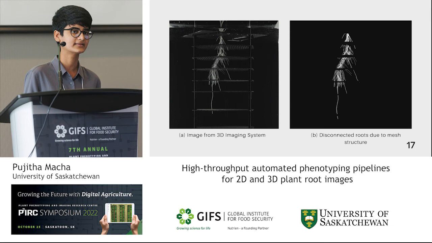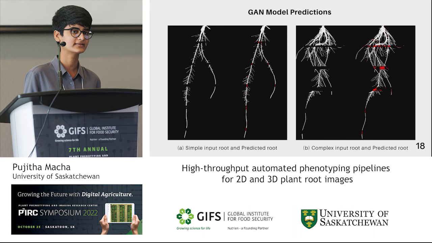Generative adversarial networks are generally used to generate images. As for the model prediction, image A is for a simple plant root image. The red pixels are the pixels predicted by the generative adversarial network. For a simple plant root image, it has an accuracy of about 95%, but for a complex root system like image B here, it has an accuracy of about 85%, but it's still doing a really good job in reconstructing those pixels back.